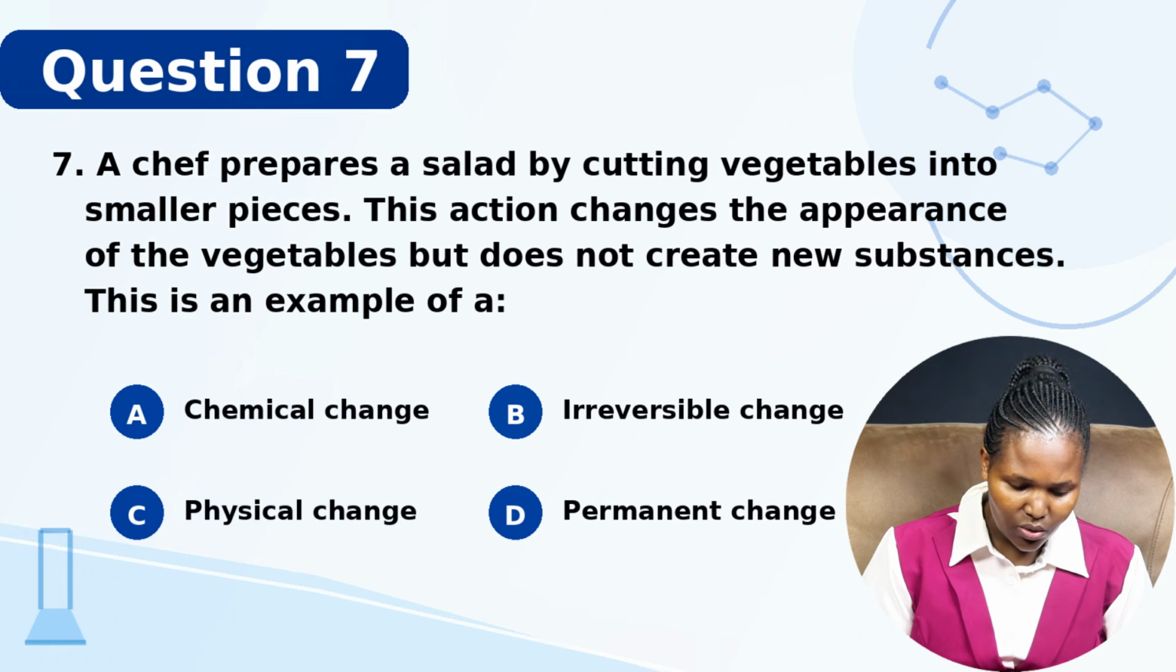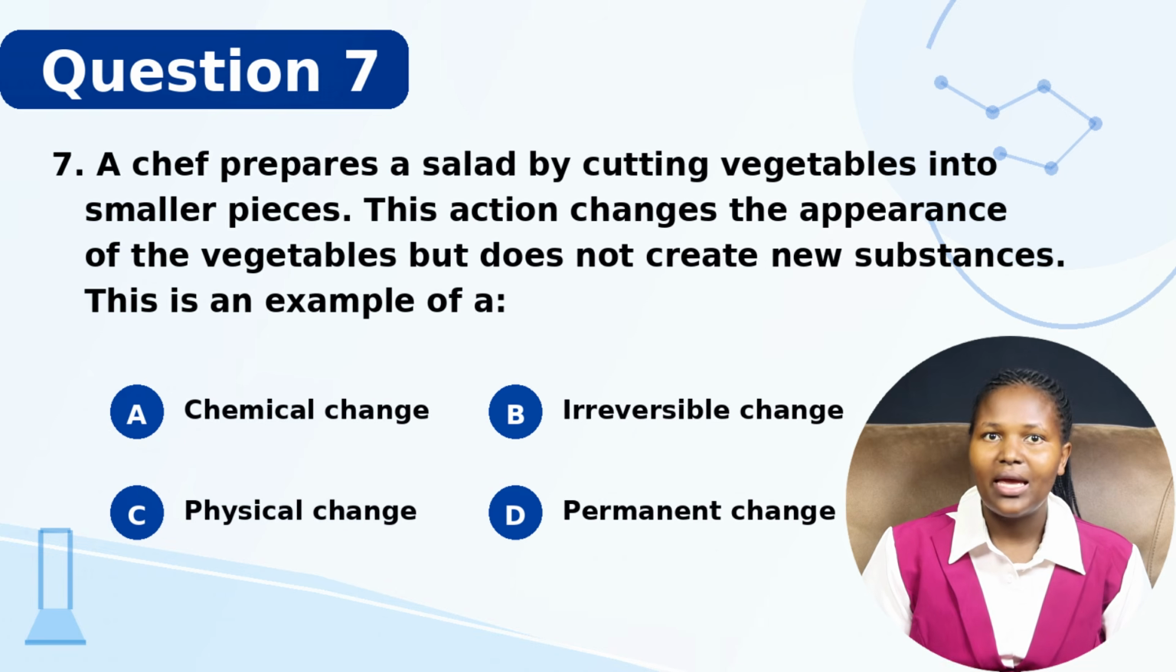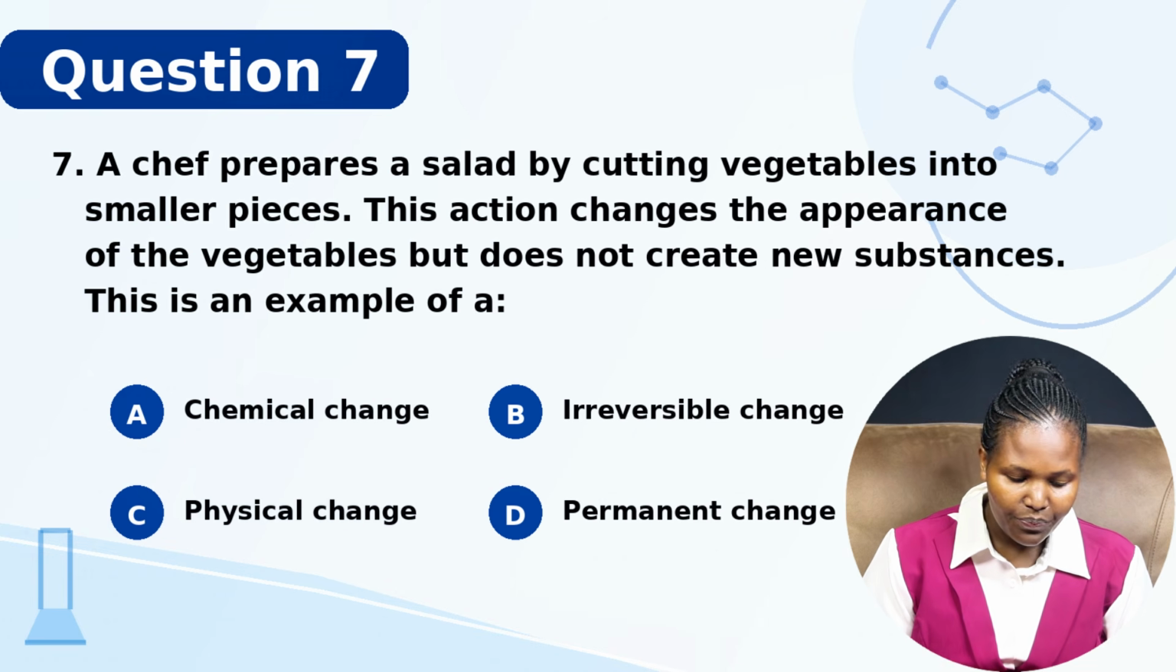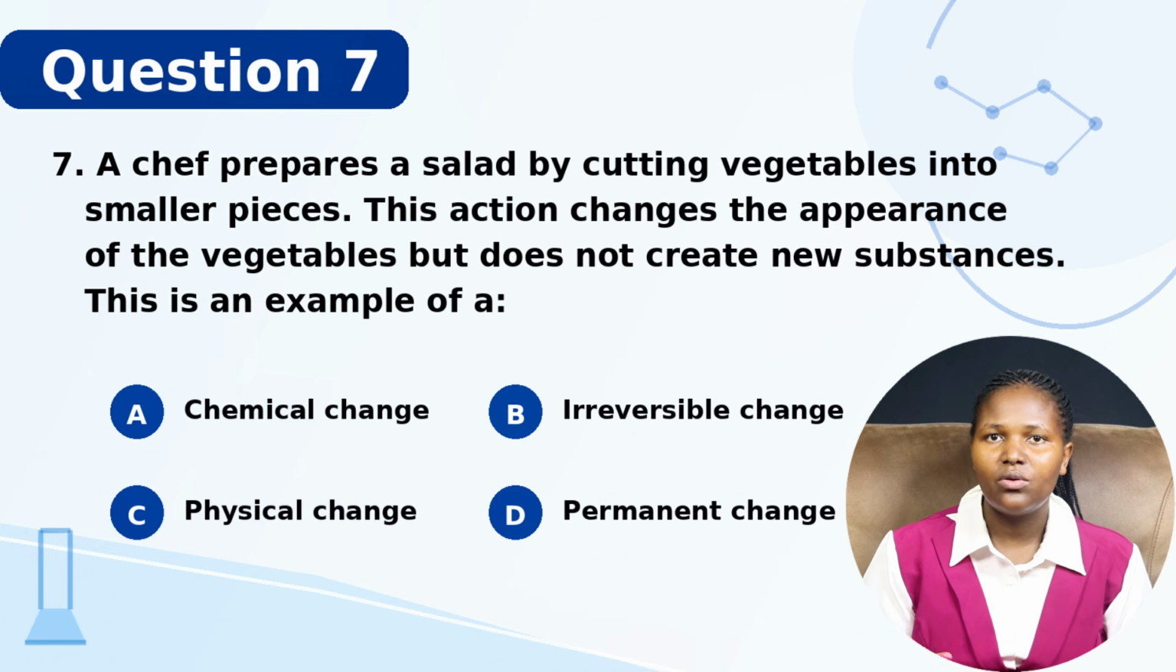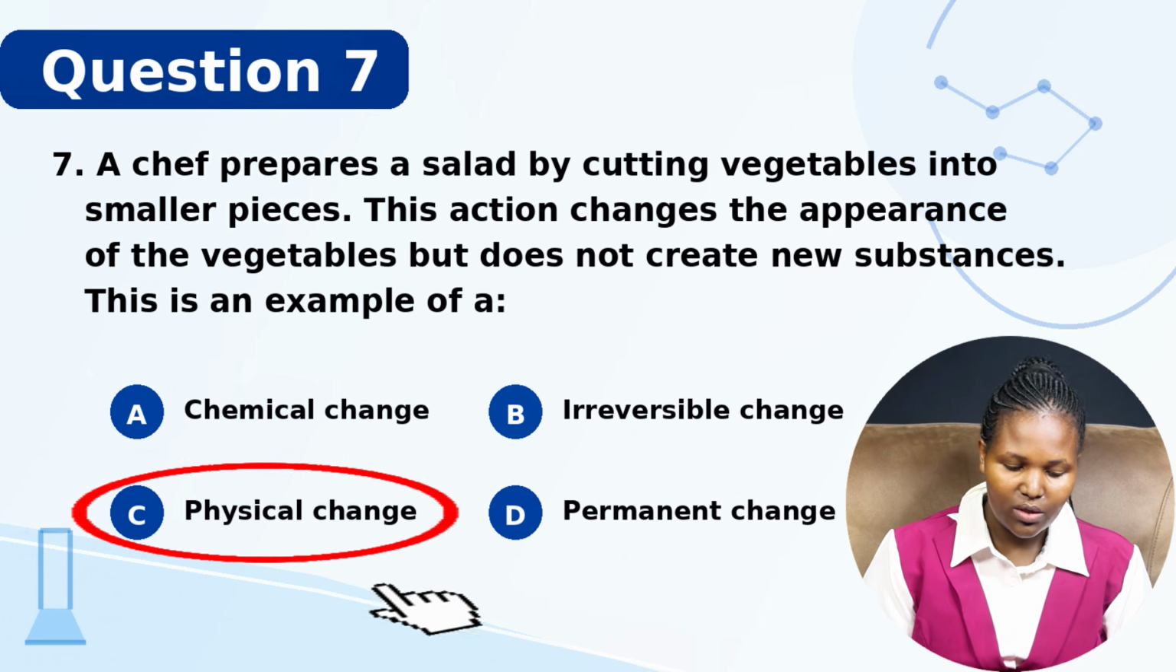Now let us look at the other options. Option A, a chemical change. A chemical change is the one that produces a new substance, you see, and it is irreversible. Also, when you take two products and then you mix them and there is a chemical reaction, that is what you call a chemical change. But when you are just cutting vegetables, it just means you are changing the size and the appearance, but there is nothing new that has been added. So that is why it is a physical change. Now, a permanent and a reversible change do not correctly describe this change, because a permanent change means that it was changed permanently and it cannot be reversed, which is not correct for this option.